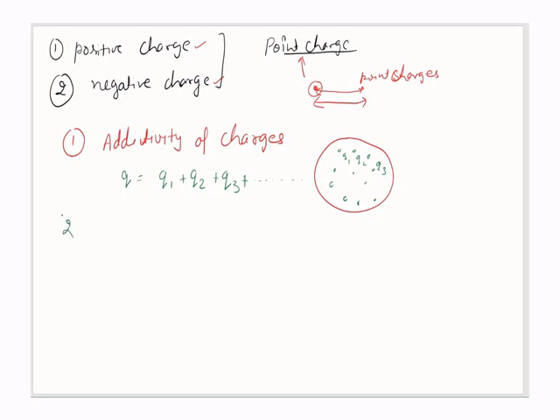Now the second basic property is that charge is conserved, right? What does it mean that charge is conserved? It means that charge cannot be created and it cannot be destroyed. You cannot create a charge and you cannot destroy a charge.